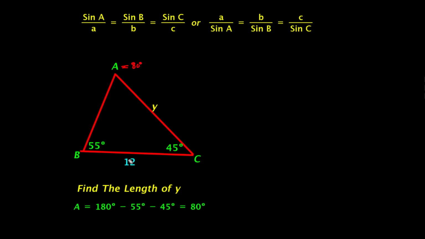Now we can use the sine law. Side 12, opposite angle is given. Side y unknown, but the opposite angle is given. Four relations, one unknown, we can find the fourth one. Now, which sine will we use?